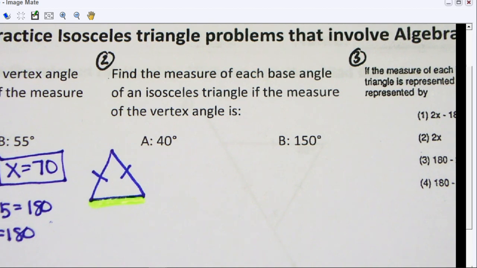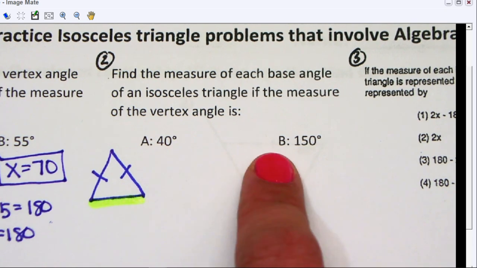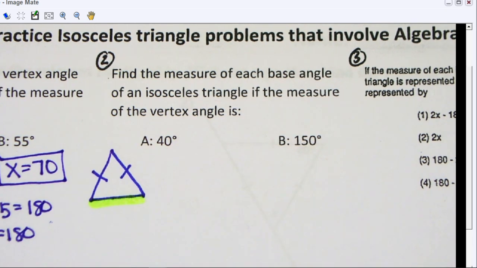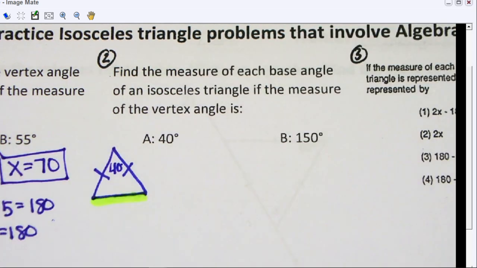At the top. This problem tells me that this measure is the vertex angle. How many vertex angles are in each triangle? One of them. So I should only write 40 one time. Now I want to solve the base angles. How many base angles are there? Two.